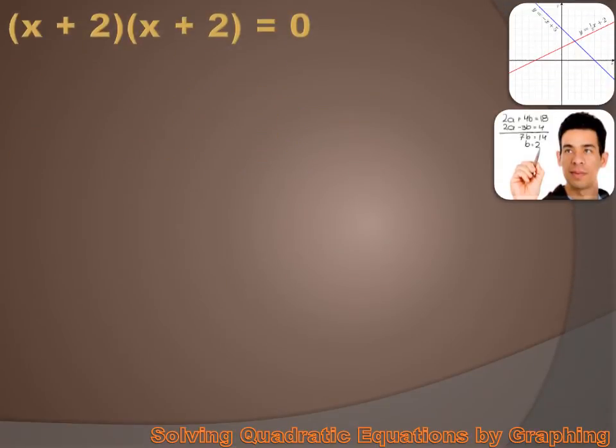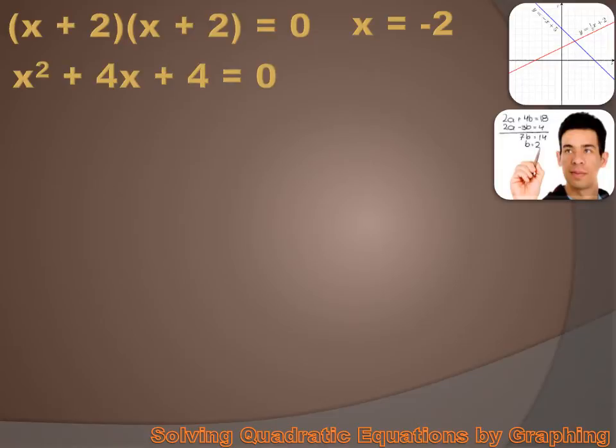The last quadratic we looked at had 2 solutions. But not every quadratic has 2 solutions. Let's look at this one. x plus 2 times x plus 2 equals 0. The zero products property tells us that x plus 2 has to equal 0 or x plus 2 has to equal 0. I just repeated myself, and I know that x plus 2 equals 0 and x equals minus 2. There's only one solution.